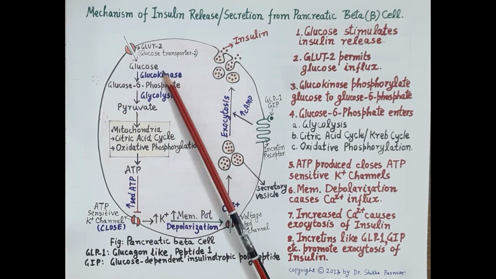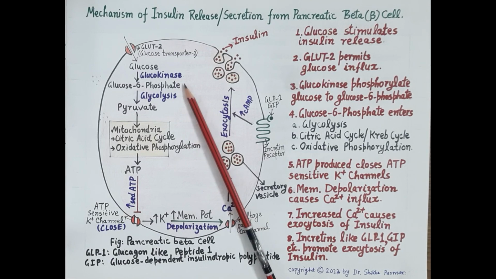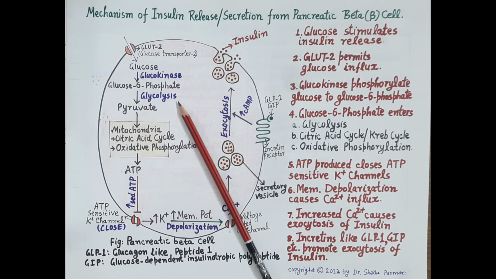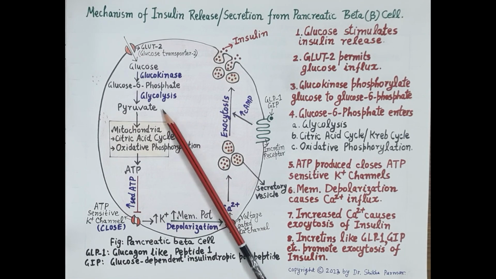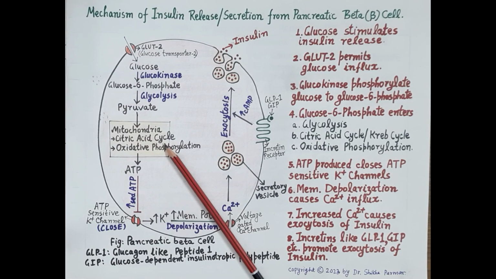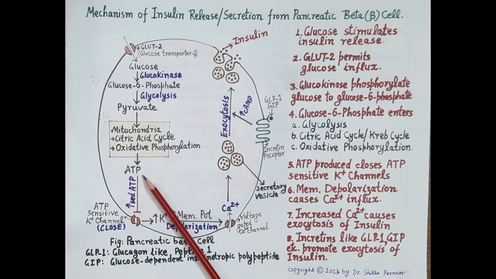Now, once this glucose is inside the beta cell, glucose is phosphorylated to glucose 6-phosphate by the enzyme glucokinase. This glucose 6-phosphate enters the glycolysis pathway and pyruvate is formed. This pyruvate enters the citric acid cycle or the Krebs cycle and also undergoes oxidative phosphorylation in the mitochondria. This produces adenosine triphosphate, that is ATP.